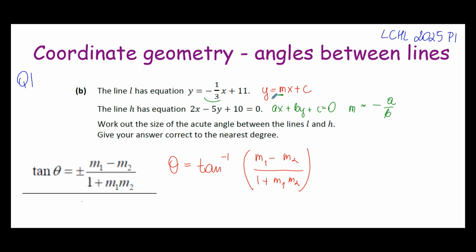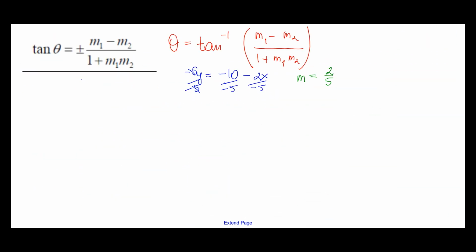So I move 2x to the other side, so I have -5y equals -10 minus 2x, and therefore divide both sides by -5, because y has to be on its own in order for that to be true. So my second slope here is what? -2 divided by -5, that will be 2/5. So there is my second slope that I need for the formula. And now the rest is simple because I just need to replace those values, the slopes, into my formula.